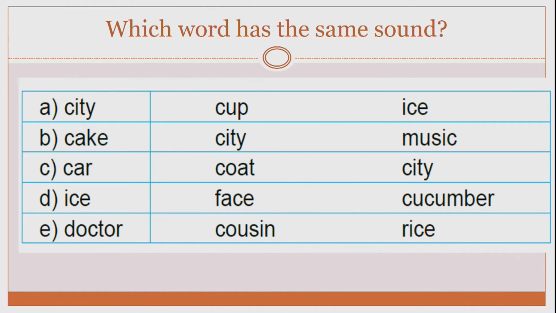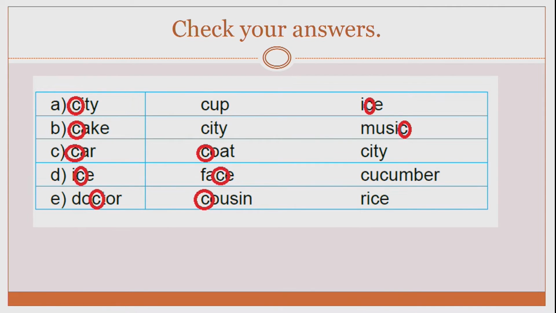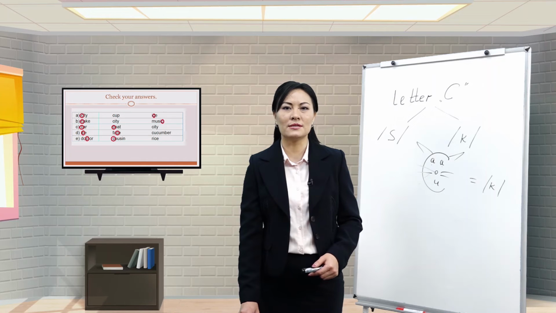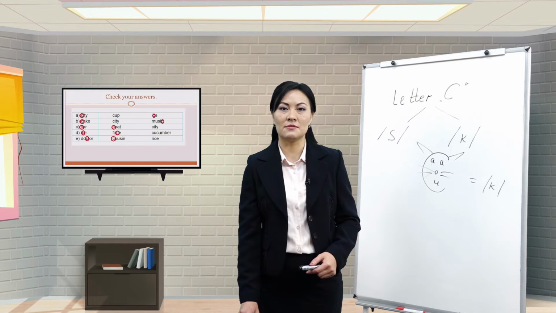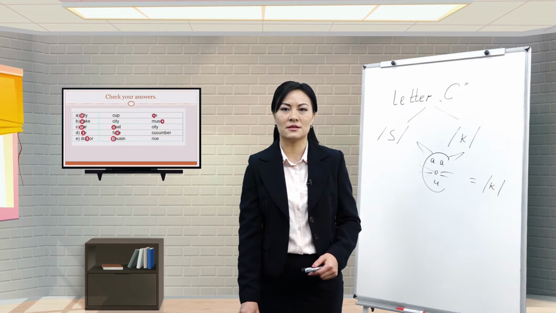Now check your answers with your partners. Good job. Now look at the board and check yourselves. What's the same sound in A? Right. City and ice have the same sound of S. Do you have all correct?